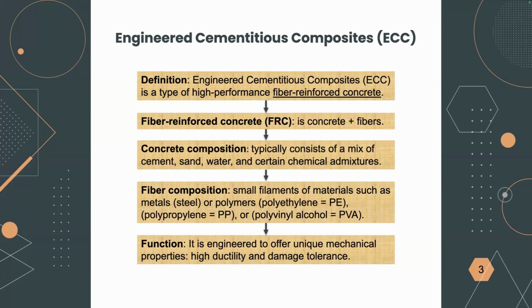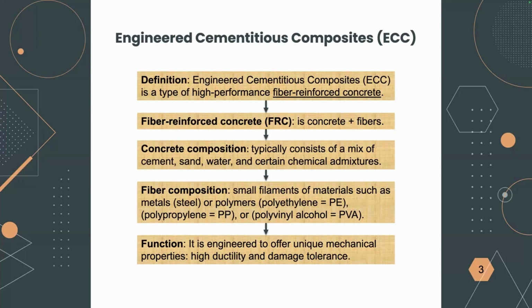It's simply a high-performance type of fiber-reinforced concrete. So what is fiber-reinforced concrete? Fiber-reinforced concrete is simply concrete, the most popular construction material we know, and we add fibers to it. And this composite, we call fiber-reinforced concrete. Now, the concrete composition typically consists of a mix of materials like cement, sand, water, and chemical admixture. Those are the raw materials of concrete that we use.